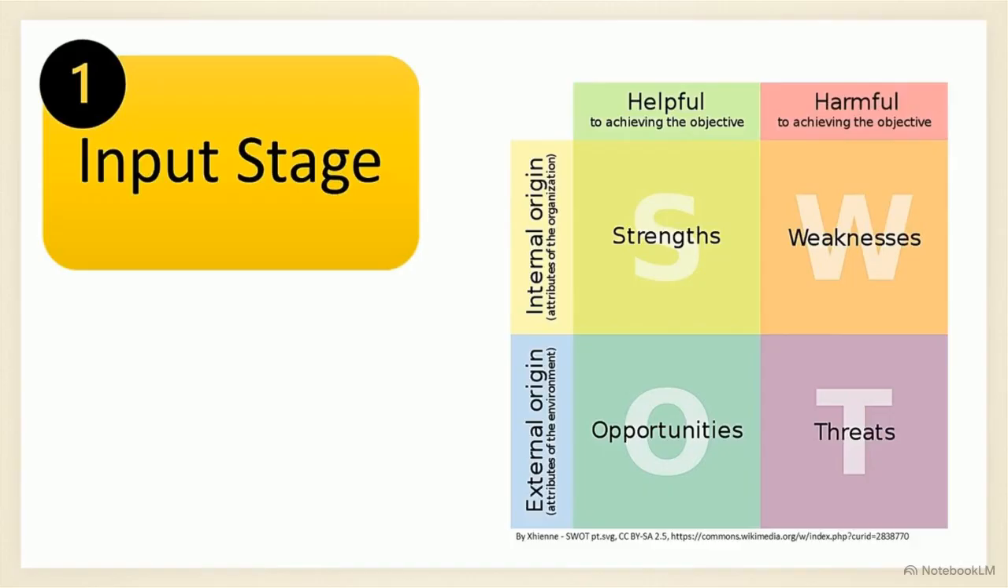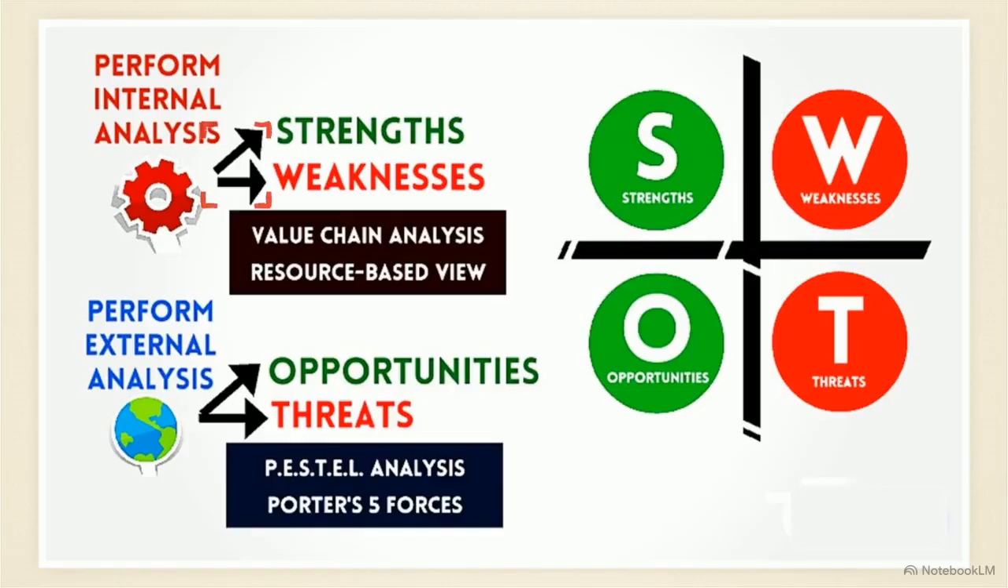This color-coded matrix is the traditional SWOT analysis. Think of this as the input stage, where all your raw research is categorized into helpful and harmful factors. As these flowchart arrows show, specific analytical tools feed directly into these quadrants. Internal tools like value chain or resource-based view analysis populate your strengths and weaknesses. Meanwhile, external frameworks like PESTLE or Porter's 5 Forces generate your opportunities and threats.